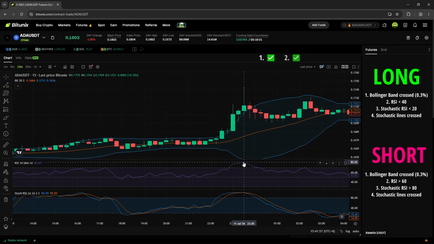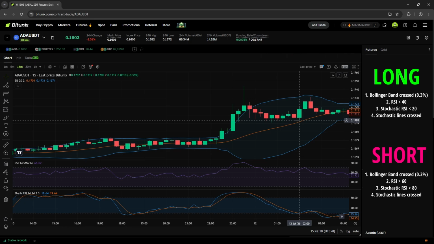RSI is 82. Stochastic RSI is around 99, and we also have crossing lines. All conditions are met. We could open short position here, and you can see that price actually goes down enough to have profit.